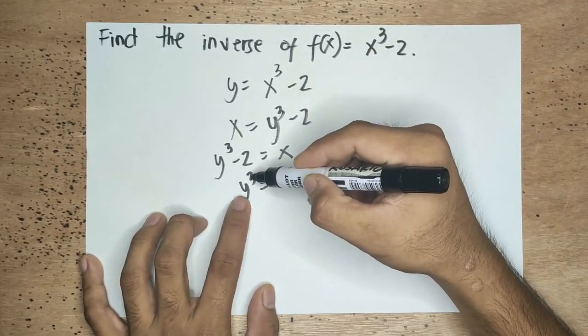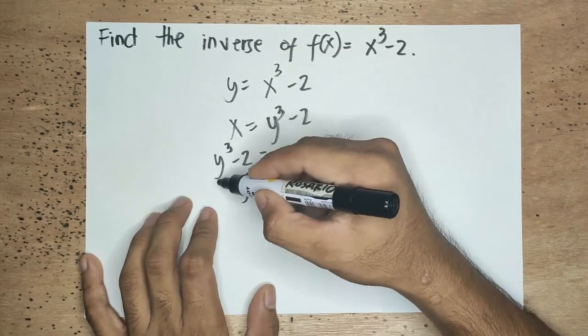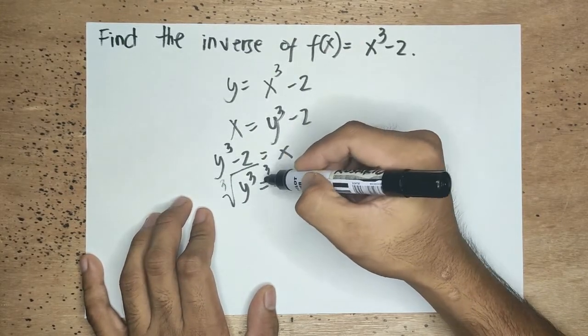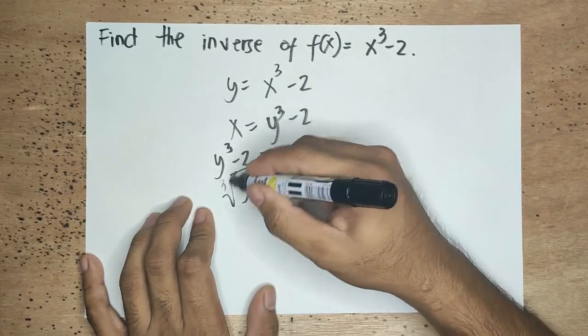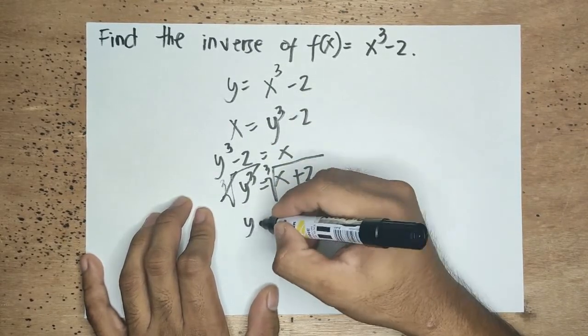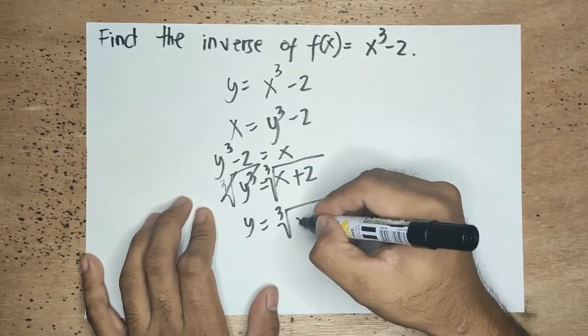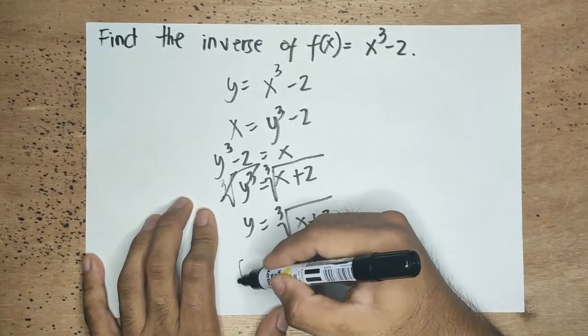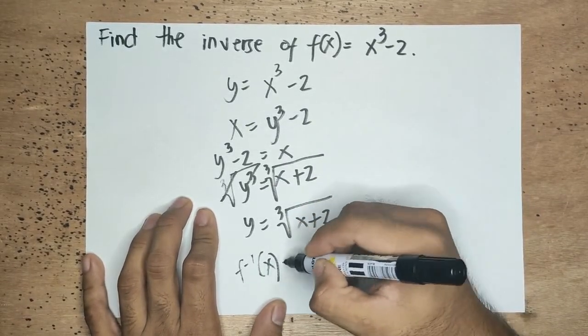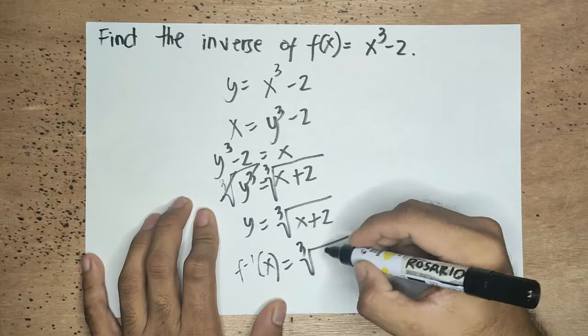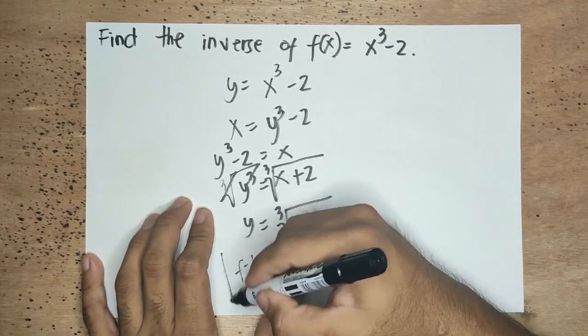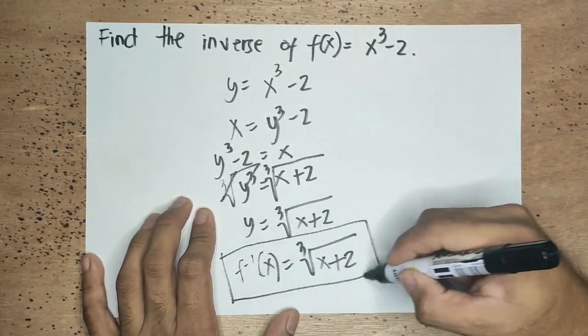So para maalis yung exponent niya, we take the cube root of both sides. So we have y is equal to cube root of x plus 2, or the inverse of f is equivalent to cube root of x plus 2. So this is our answer.